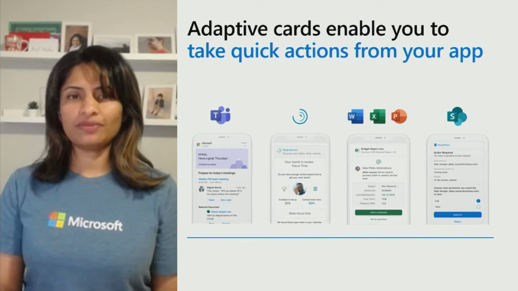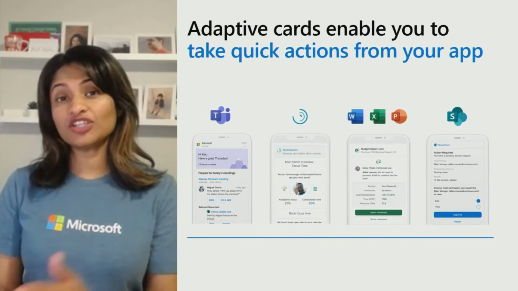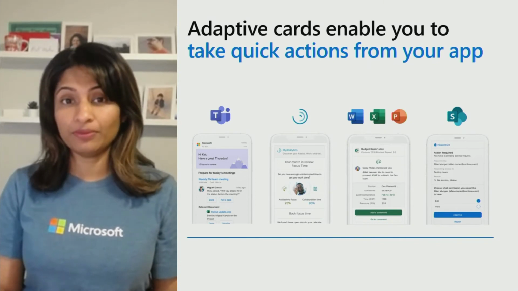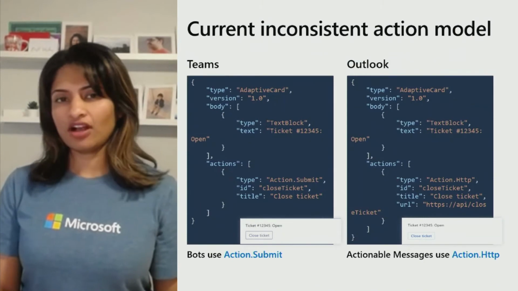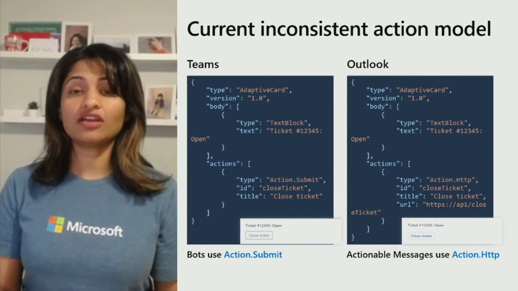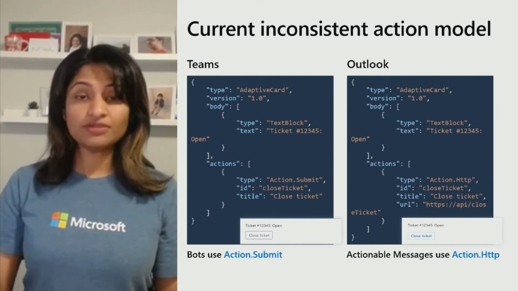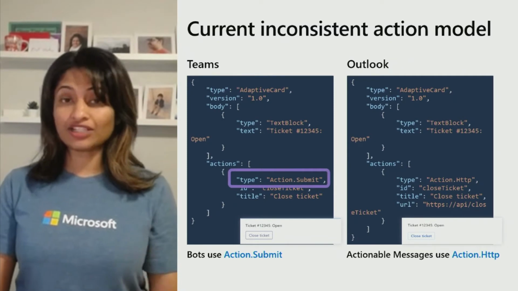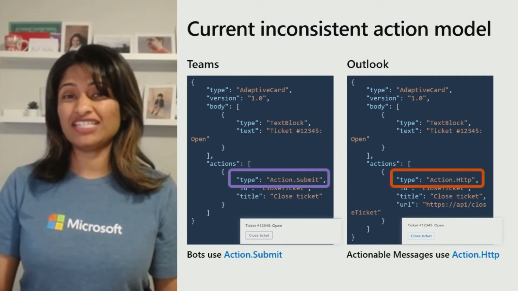They are cross-app, and with that comes a problem. We have different hosts, and with each host, we have a different action model at the moment. Although the layout and rendering are universal, action handling in adaptive cards is not universal. In Teams, a bot uses action.submit, and in Outlook, it uses action.http.